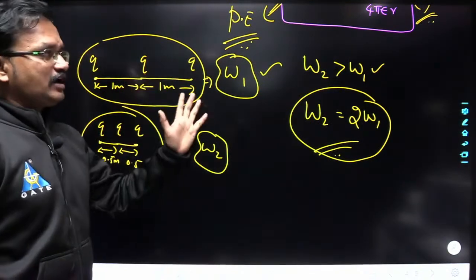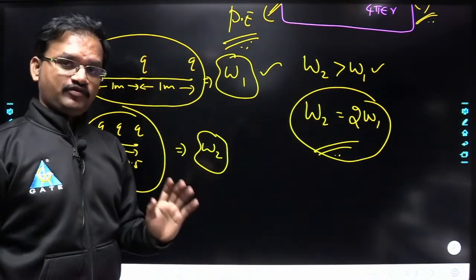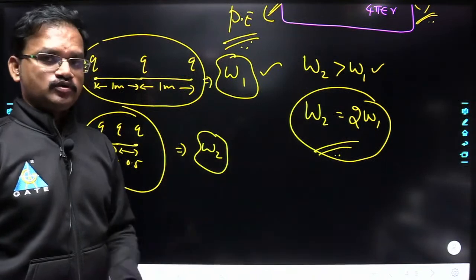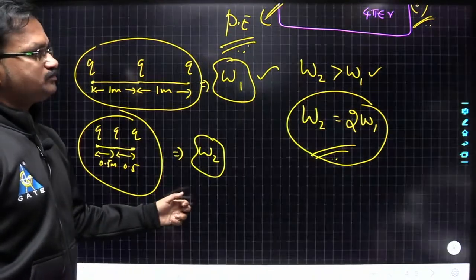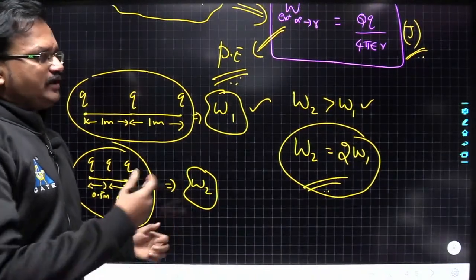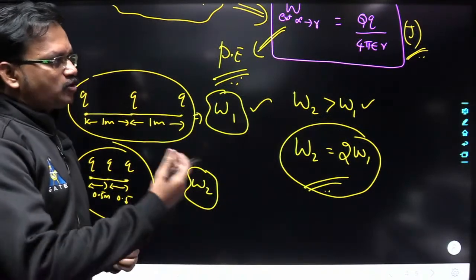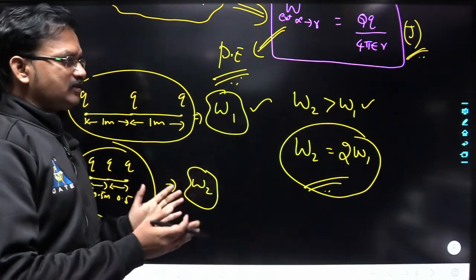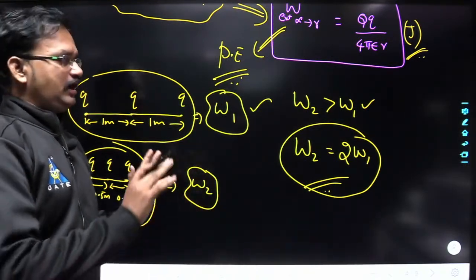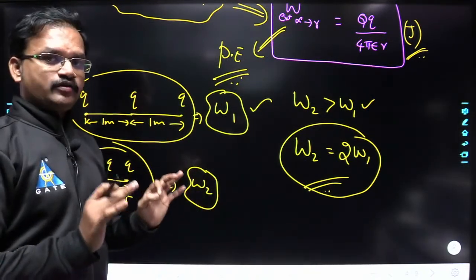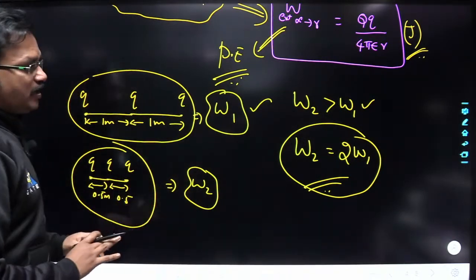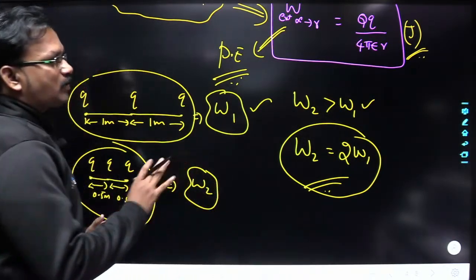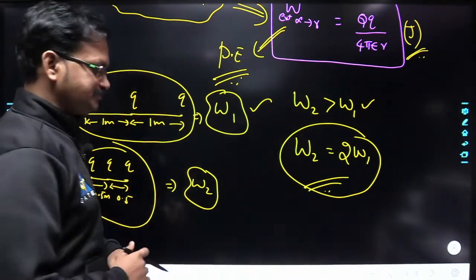Understood? Our electrostatic field is also a conservative field. I am going to prove that anyway, but until then, take it as granted that the electrostatic field is a conservative field. Understood? So it is going to obey all the properties of a conservative field, right?